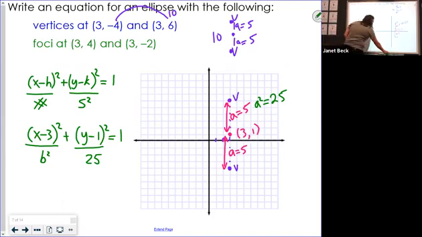But what have I not used from the information they gave me? My foci were at 3, 4, and at 3, negative 2. That's a good colour to do that. So 3 across, 1, 2, 3, 4. One of them's there. It's a focus, and the other one is at 3, negative 2.